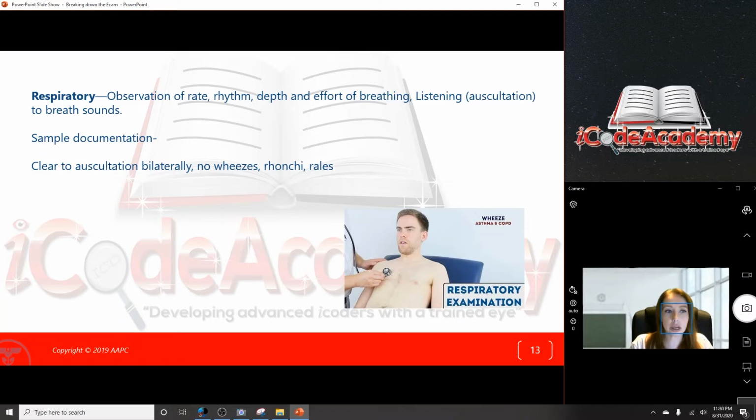And some of the documentation you might see is the provider noting the auscultation is clear. There might be wheezing present, or listening for any rhonchi or rales.